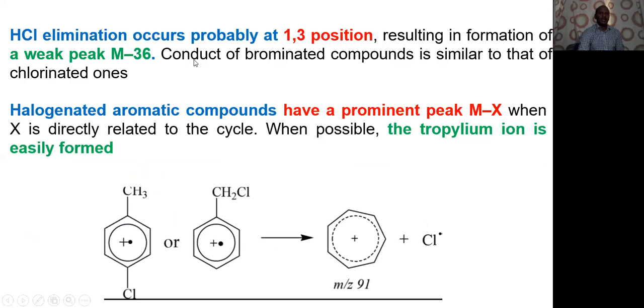and the M-36 peak, and it will be in a similar way for HBr or HI, or HF, but generally it will be at the 1,3 position. For halogenated aromatic compounds, you will have a prominent peak, that is M minus X, loss of halogen, which also occurs. And finally, if it is a substituted benzene, then you will have tropylium ion formation. If it is non-substituted benzene, the phenyl cation will be the most prominent peak.